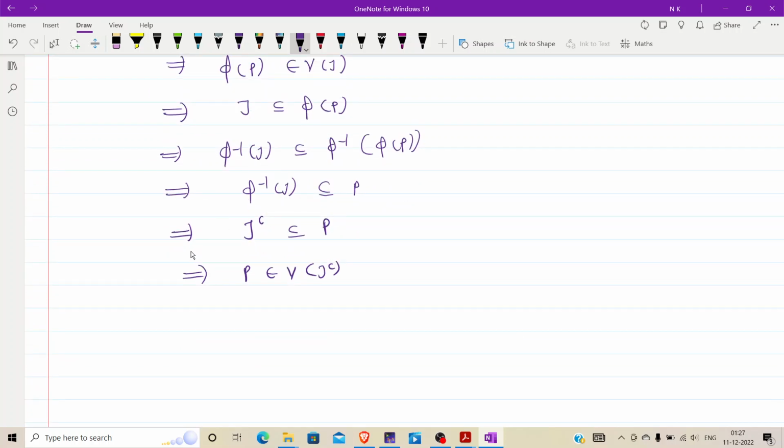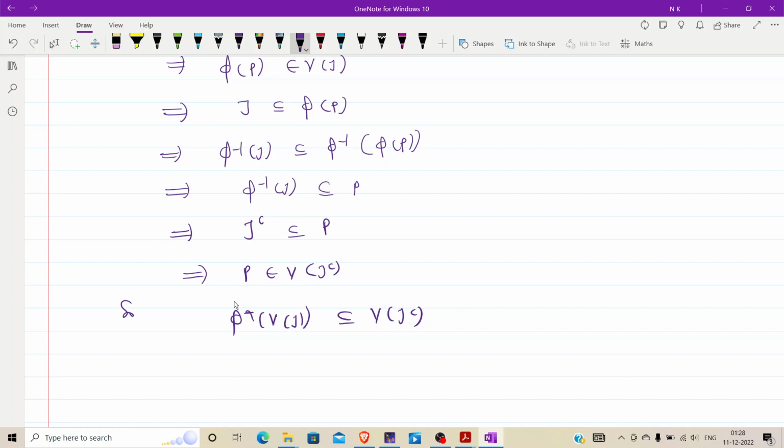Now since P belongs to V of J contraction, P contains J contraction. So what does this mean? I took P from phi star of V of J, and I've shown that it belongs to V of J contraction. So phi star of V of J is a subset of V of J contraction. But in Zariski topology, we have seen that these kinds of sets, V of A, V of I, are nothing but closed sets in this Zariski topology. So this set is closed.